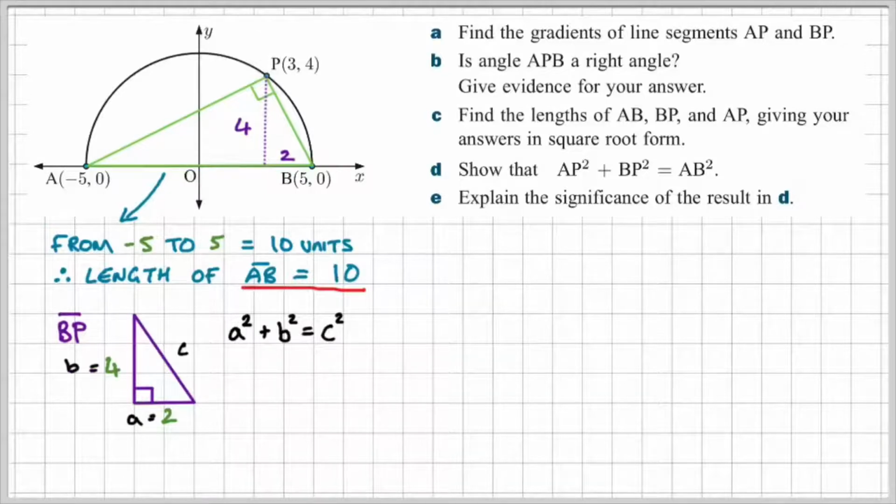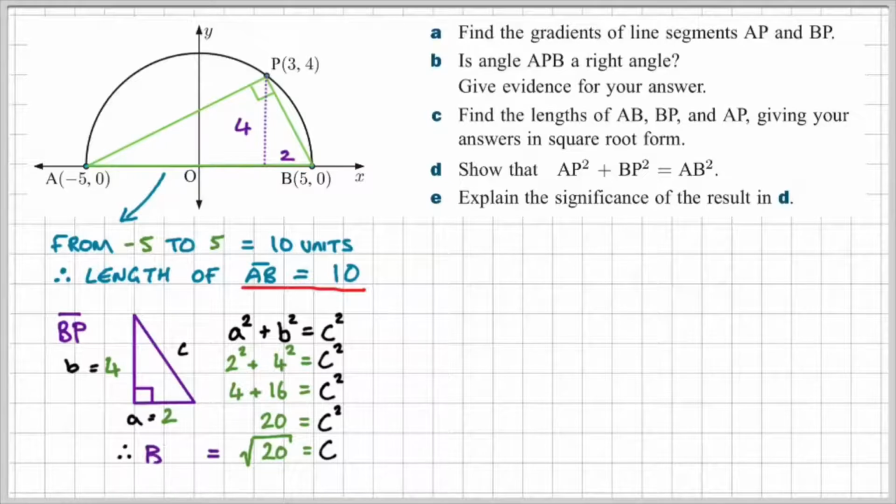So if we label this A, B and C, we know that A is 2, B is 4 and C is the hypotenuse. So 2 squared plus 4 squared equals C squared. 4 plus 16 gives us 20. So the square root of 20 would give us C. Therefore, the line segment BP has a length of root 20.